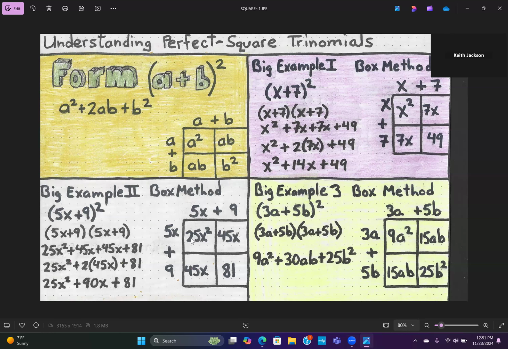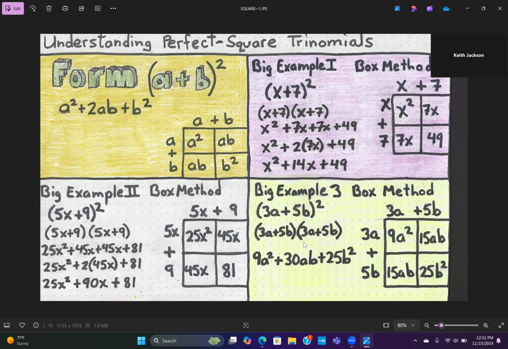Keeping in mind, we're going to put the 25x squared out front, and we're going to add the 45x to this 45x, and that will give us 90x. And then finally, we're going to add 81. And so our perfect square trinomial for example 2 is 25x squared plus 90x plus 81.